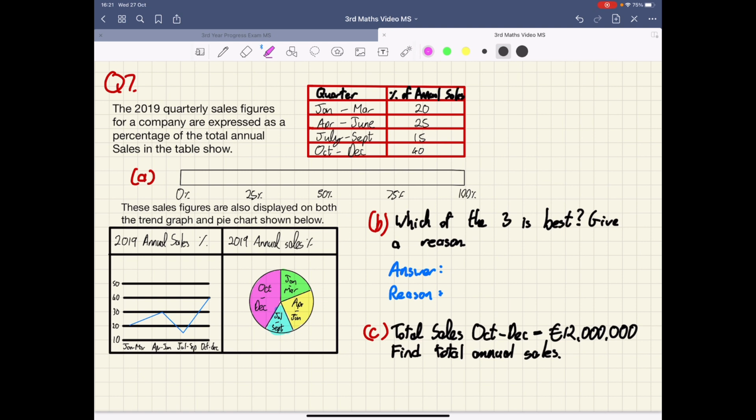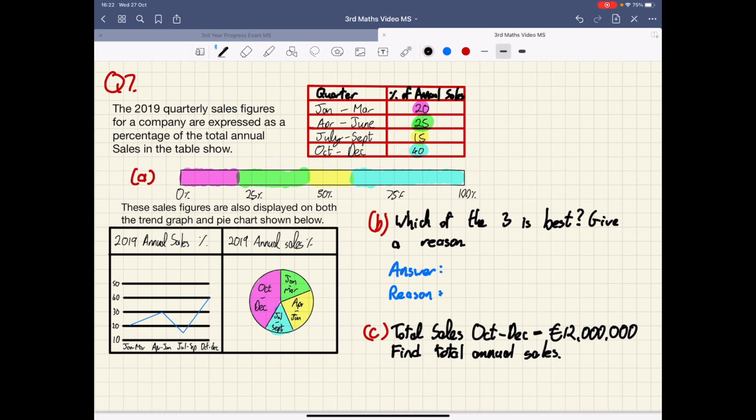All right, so let's start with January to March, which is 20%. So that's going to be 4 of these squares, 1, 2, 3, and 4. 25% is going to be 5 of those squares, so 1, 2, 3, 4, 5. July to September will be 3 of those squares, 1, 2, 3, and the remaining 40% is 8 squares, which is what's left over. So let's put that in there. So 40, and there it is. And that's the combined bar chart.